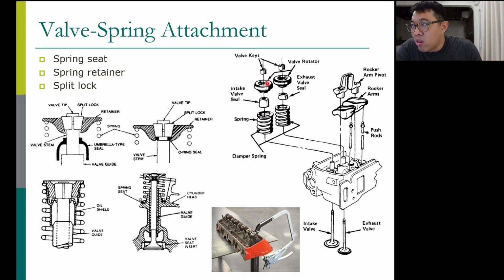And then you have to lock the retainer using this valve key, or sometimes they call it split lock. Valve key and split lock. In Thai, sometimes it is called เกือกม้า, here to lock at the valve groove, the spring lock groove. You lock it there, and then you let go of the spring. You remove the tool, let the spring push up, and then the spring closes the valve. The spring always closes the valve.